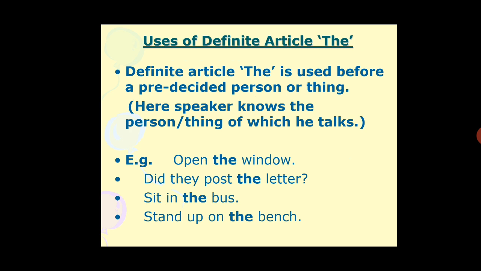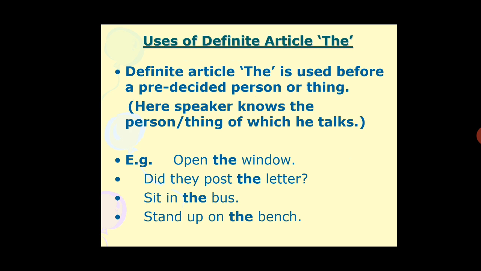Like you see, "Open the window." So the person who is saying open the window, it's an imperative sentence. He knows which window he has to open, and that's why he is saying open the window. We cannot say open a window. It would be wrong if we say open a window. It would be open the window, because we know which window he wants us to open.